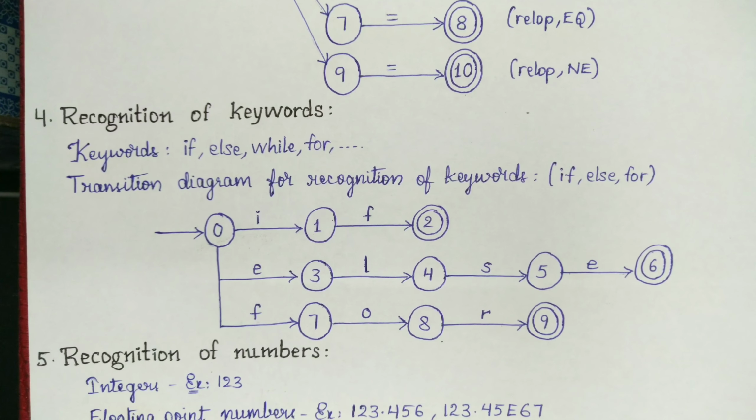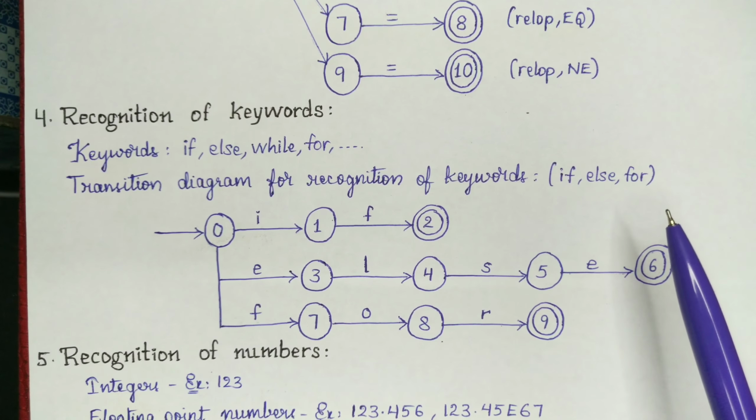And the fourth is recognition of keywords. Usually we have many keywords like if, else, while, for and many more. Let's take if, else and for here.